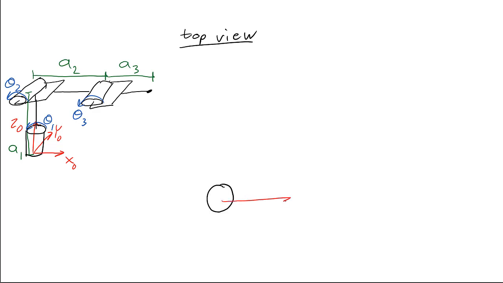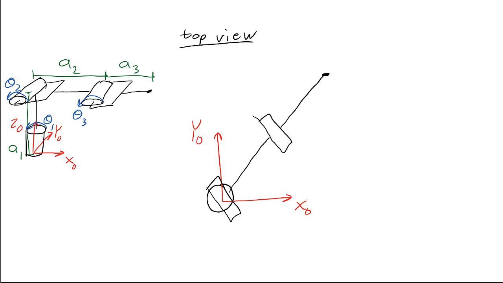From the top view, my first joint just looks like a circle, and I see the X and Y axes pointing off to the right and up like this. Then the second joint is right on top of the first, and I'm going to draw this as if theta 1 is not equal to 0. So it kind of looks like this.